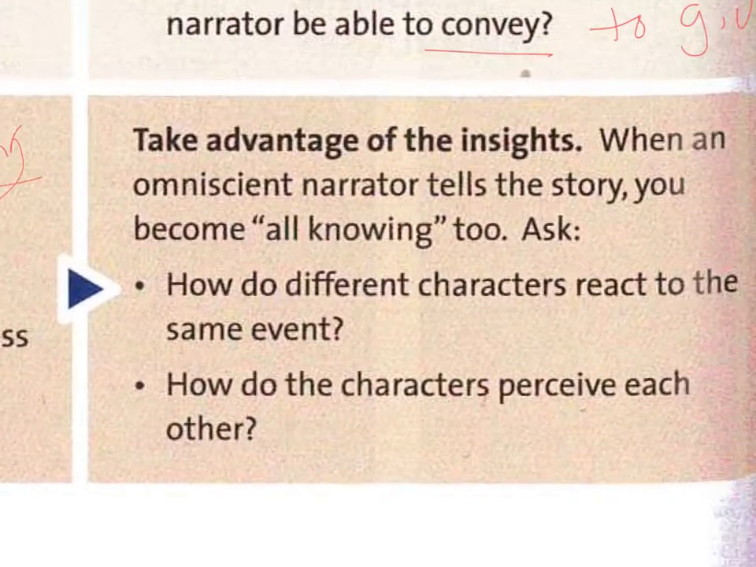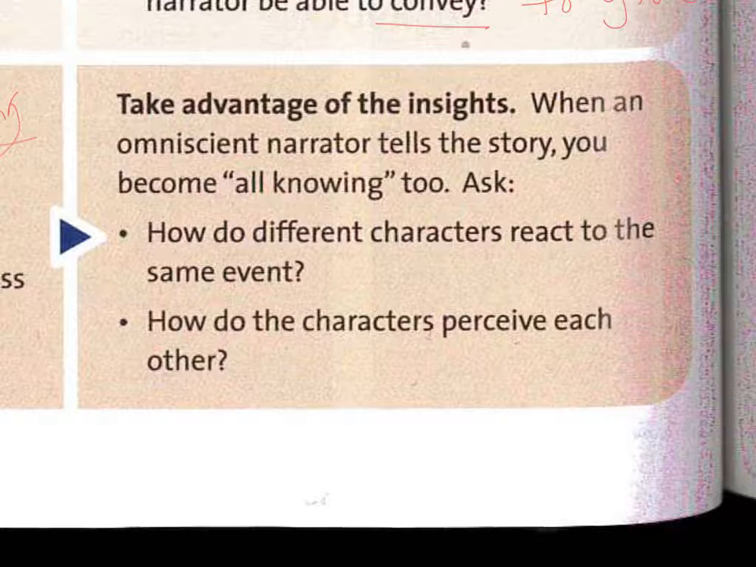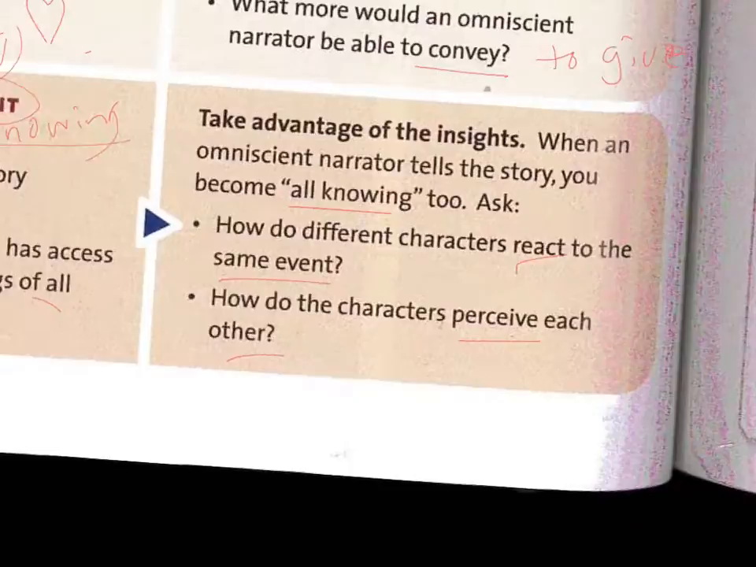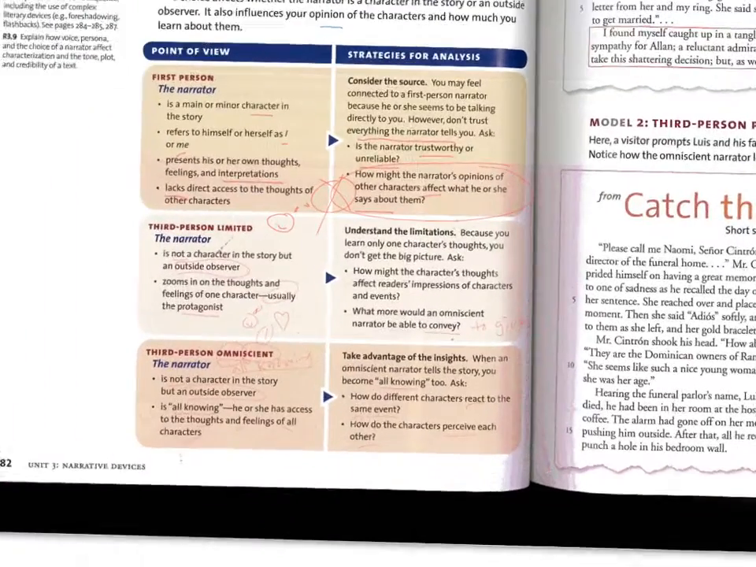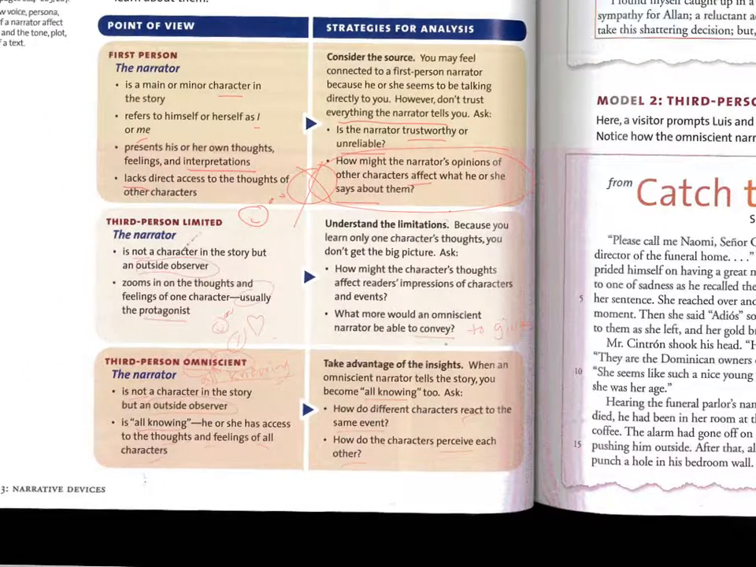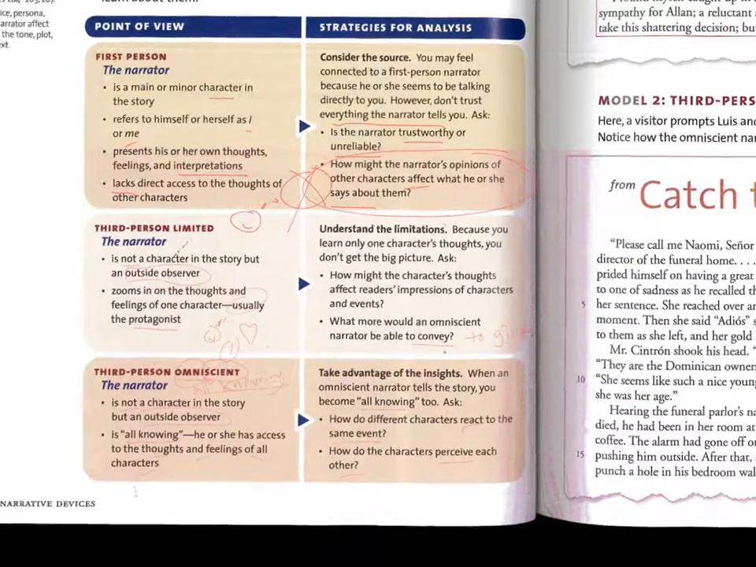Okay? So a strategy when you're reading from a third-person omniscient point of view is take advantage of the insights. When an omniscient narrator tells the story, you too become all-knowing. You become the great and powerful Oz. And you can ask, how do the different characters react to the same event? How do the characters perceive each other? Okay, and that is our focus for this unit, one of them. First person, third person limited, and third person omniscient. Three different points of view.